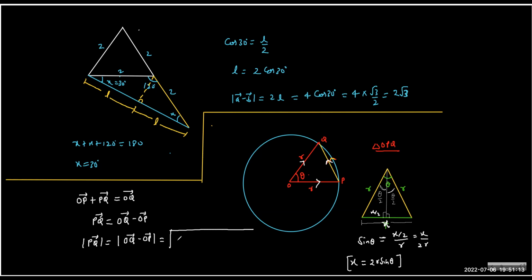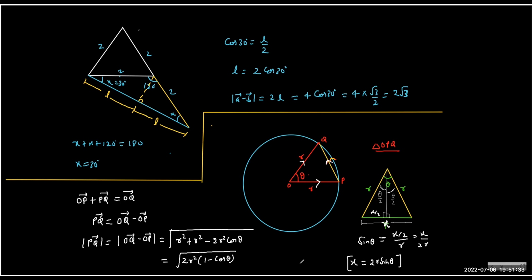So what can we write here? OQ modulus square, R square plus R square. And can I write directly minus 2 R square cos theta? Because of the obvious reason. And I'm done. What am I left with? Under root of 2R square times (1 minus cos theta).